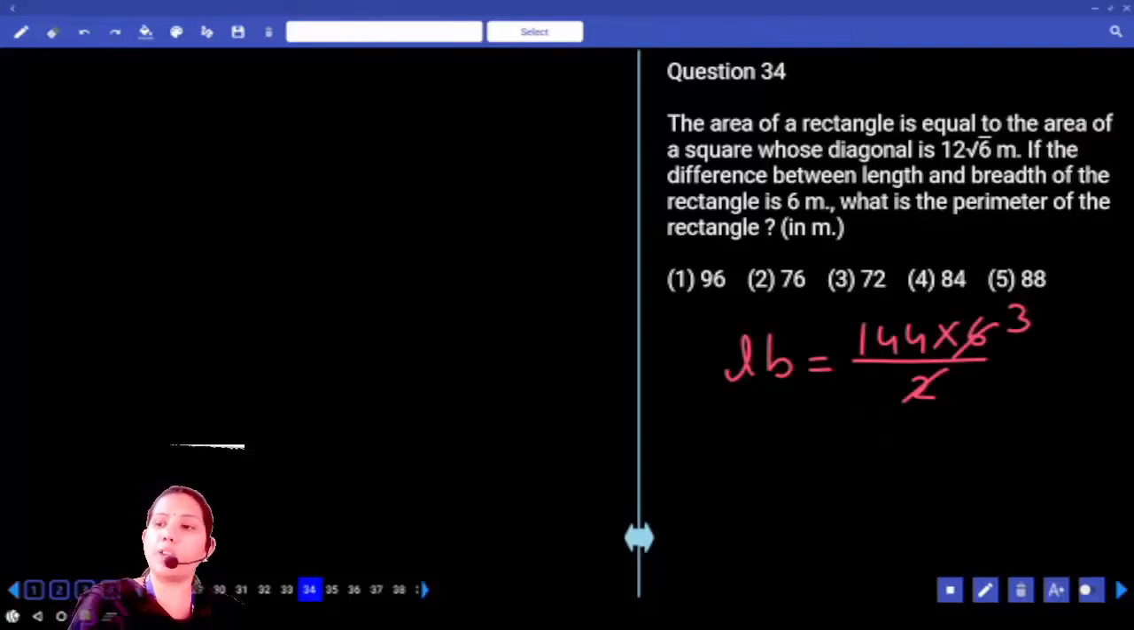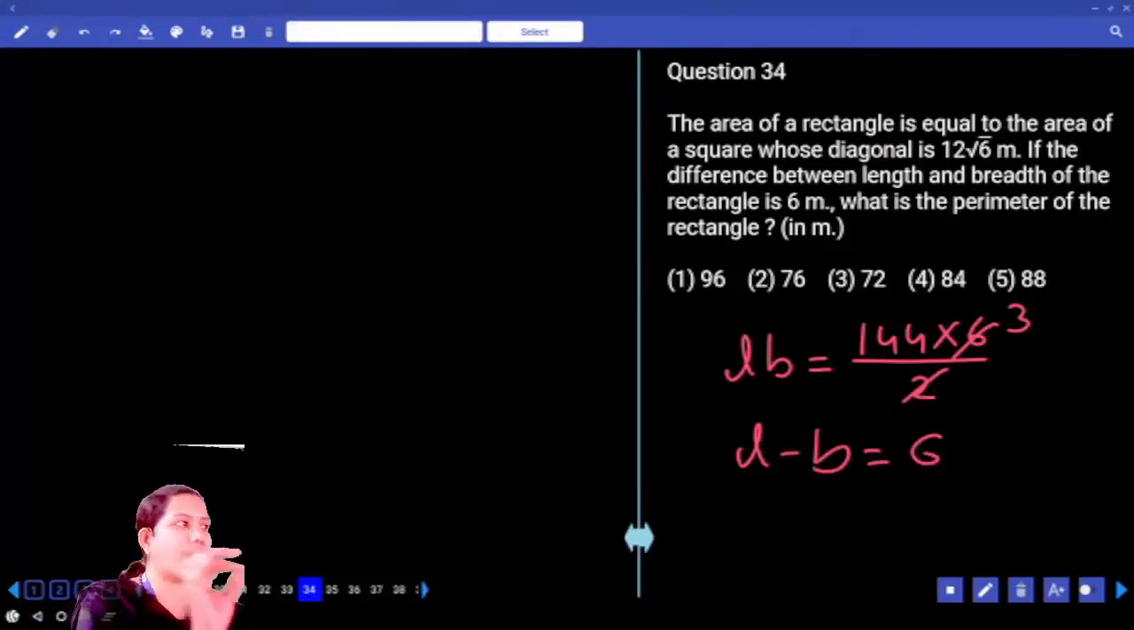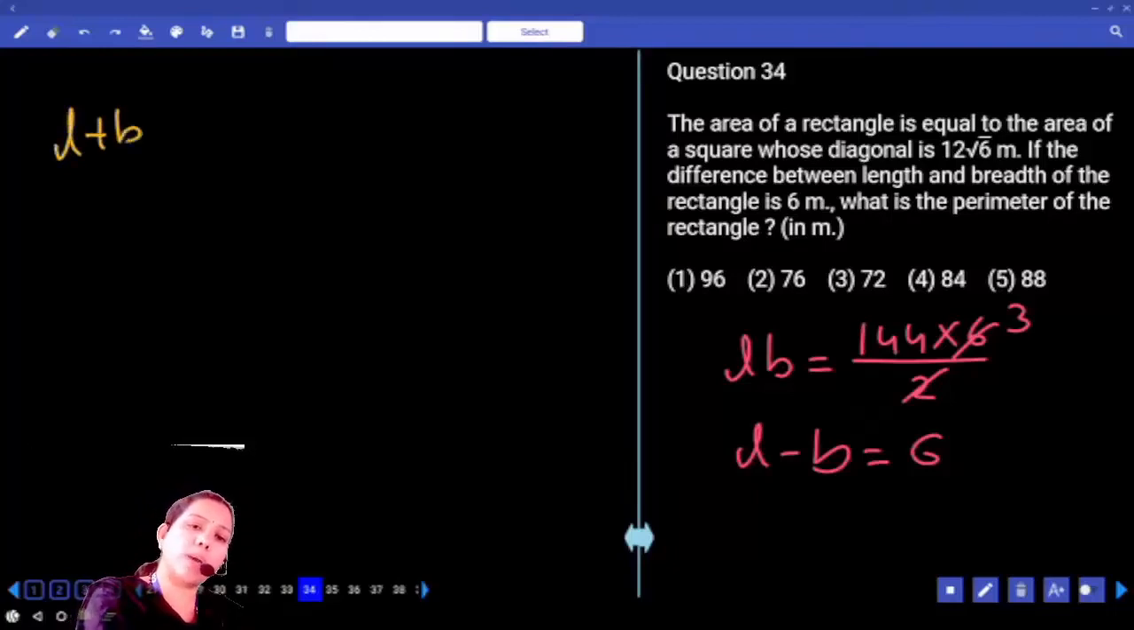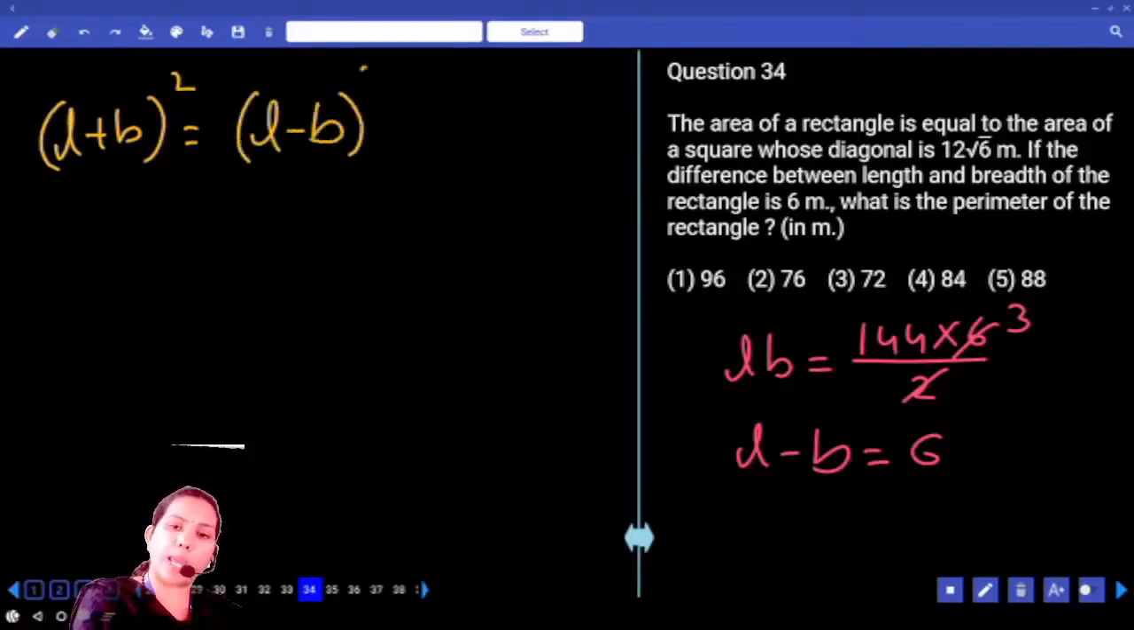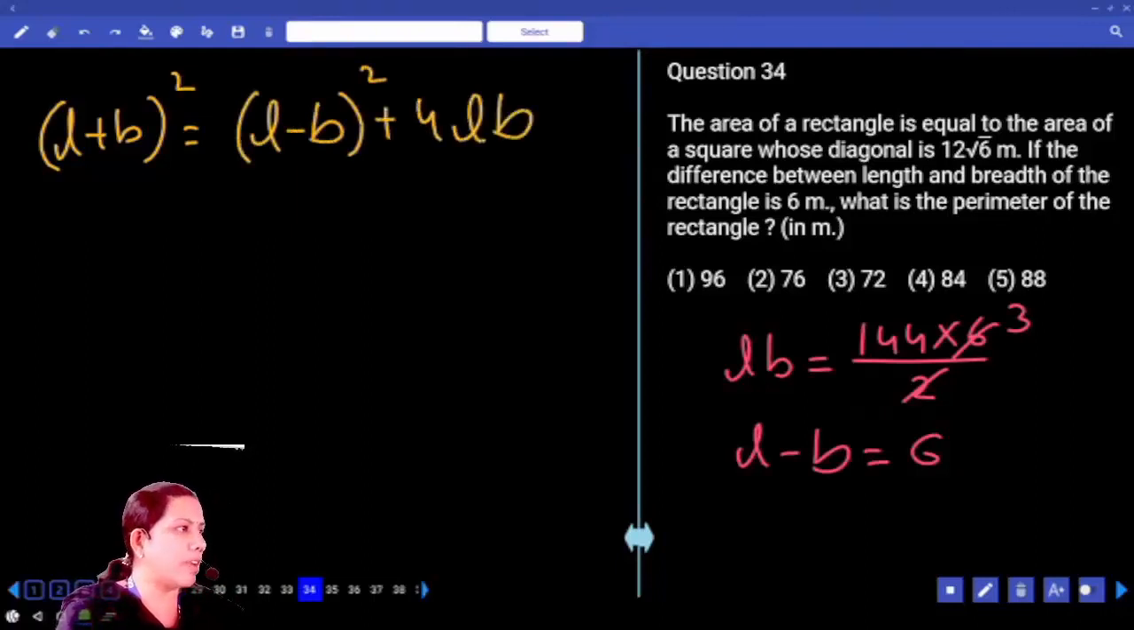Next, the difference between the length and breadth of the rectangle, that means L minus B, is equal to how much? 6. What is the perimeter of the rectangle? Perimeter of the rectangle formula is 2 into L plus B. Then we need to find only L plus B, not the L value or B value separately. What is the L plus B whole square formula? L minus B whole square plus 4LB.